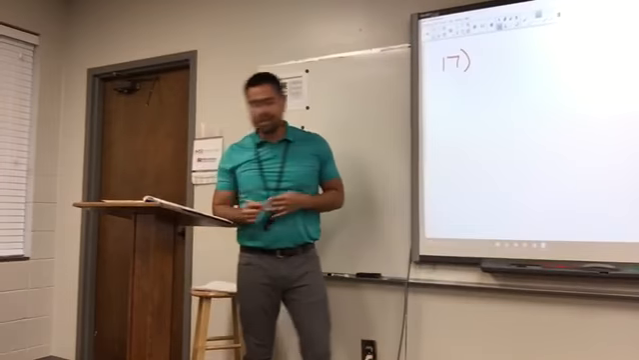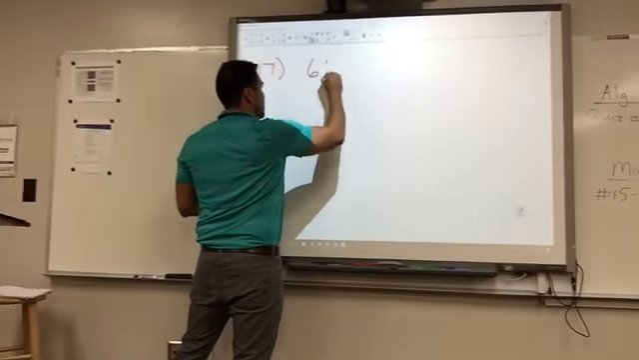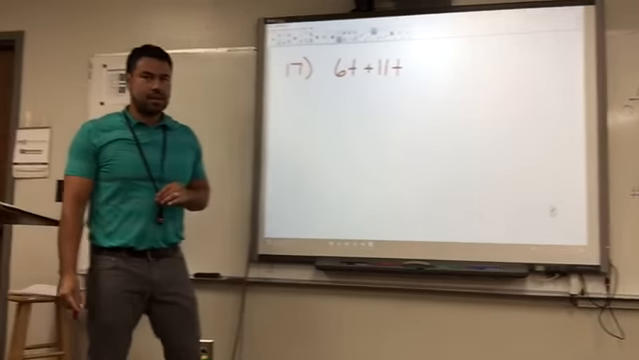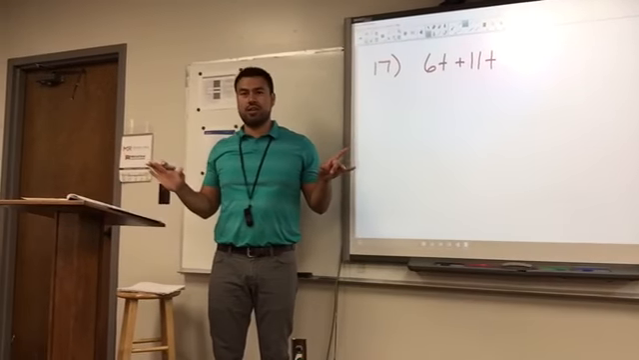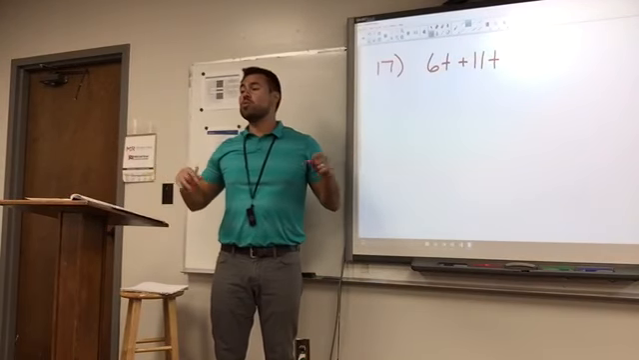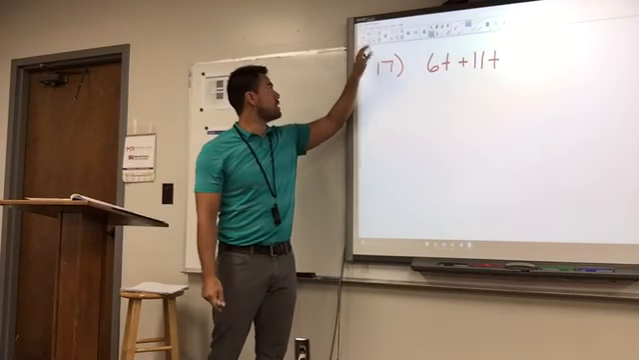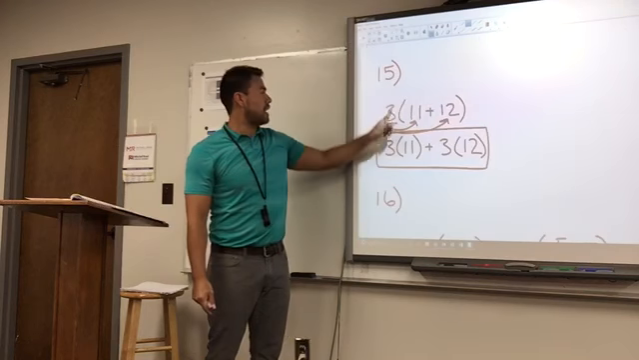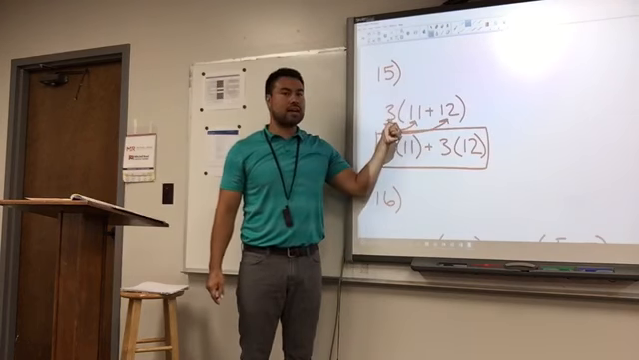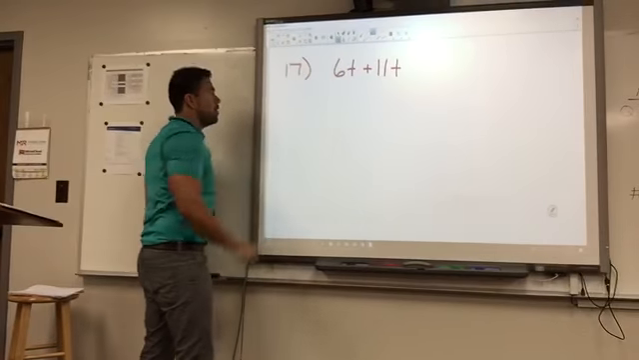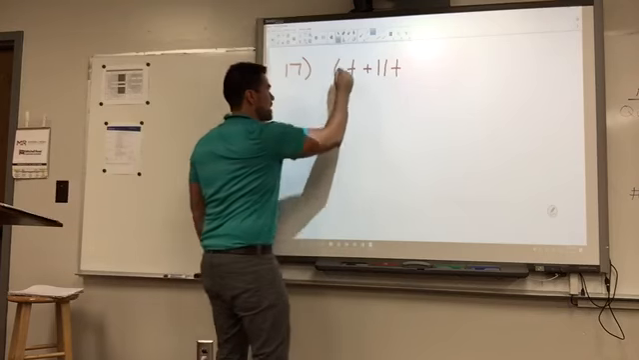This one is 6t plus 11t. Okay, do we have parentheses here? No. No, so we're going to have to work in reverse. Remember these other two examples, the ones we did before? They had parentheses and a number outside. This is what we came up with. Well, this example we have now is almost like you did this.